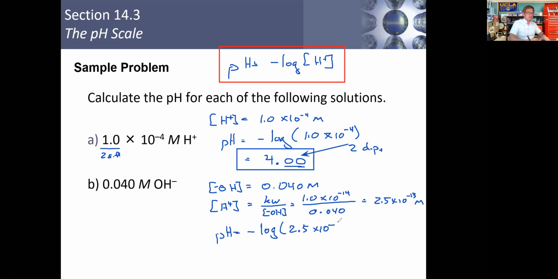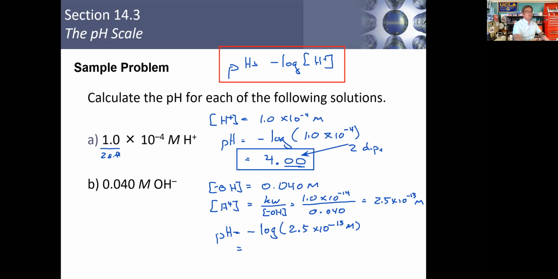10 to the minus 13 molar. Okay, and so the pH. All right, so you plug that into your calculator. Make sure you are able to find the log button, you guys. Make sure then that you can use scientific notation. So the pH here, now let's consider what we have here.